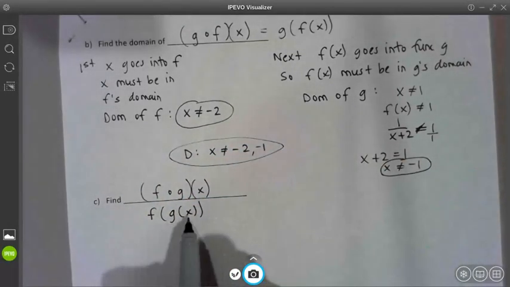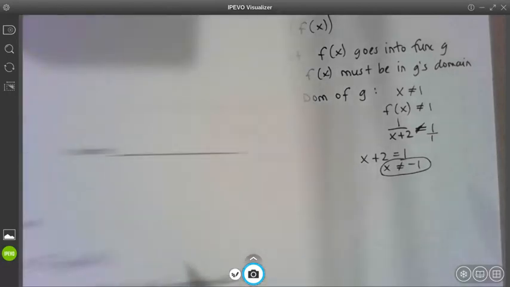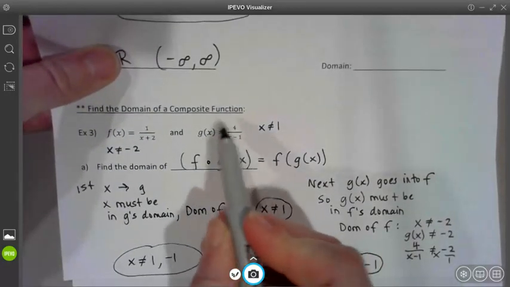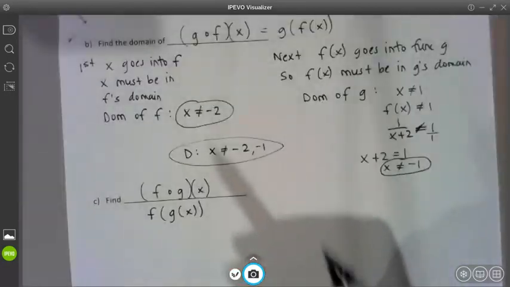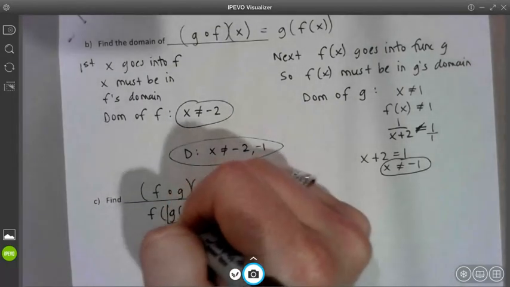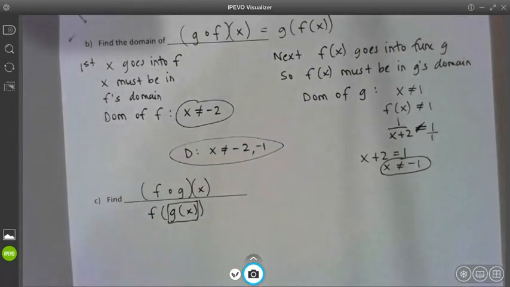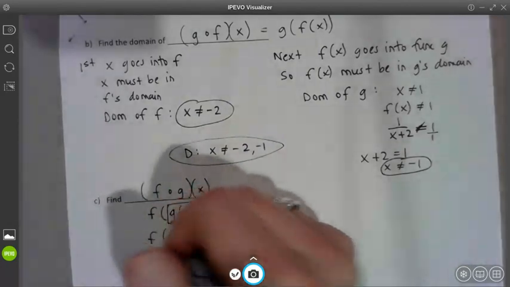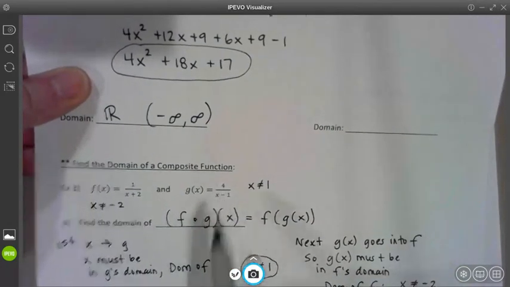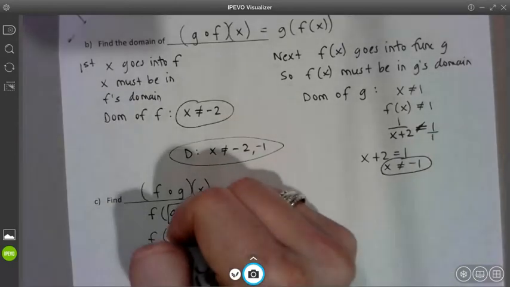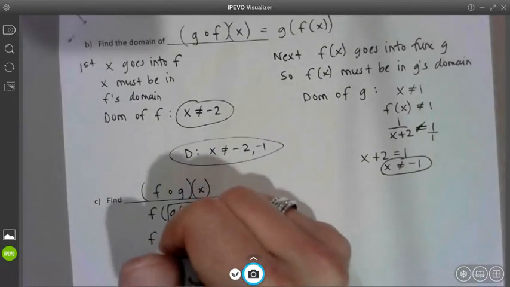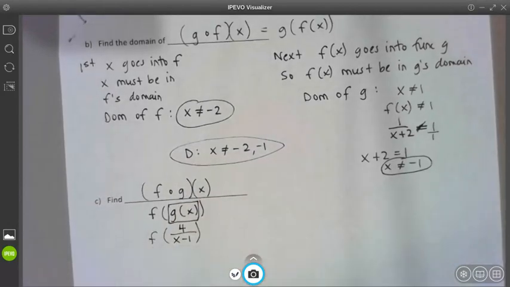So we're going to take x and plug it into g, but remember, x is already living inside of function g. So then you end up taking the entire g of x function and plugging it into f. So really we'll be finding f of, what was the g of x function? The g of x function was 4 over x minus 1. So we're going to take that entire function and we're going to plug it into function f.